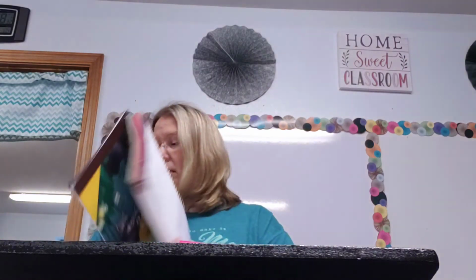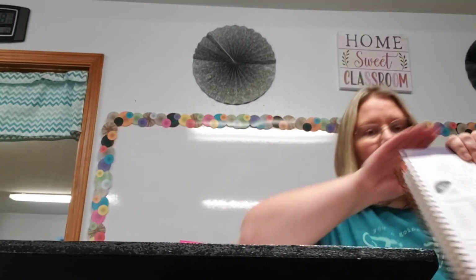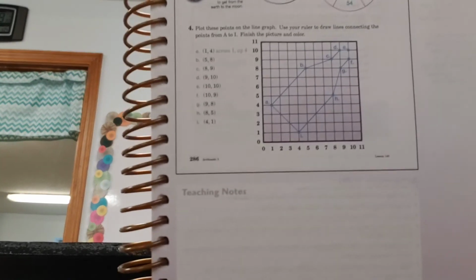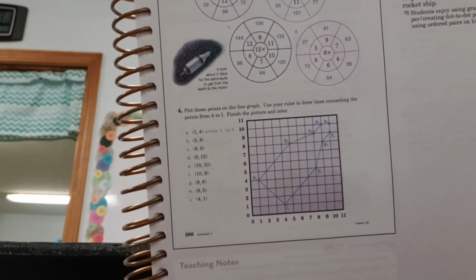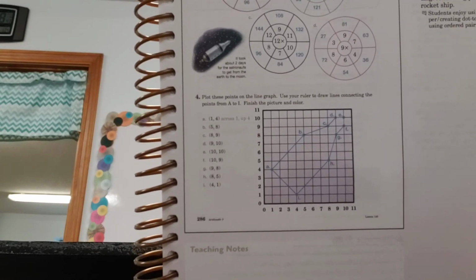On the back on number 3, you're going to multiply the number in the middle by the number in the second circle and then write your answer in the third circle. Then you're going to plot these points on the line graph. Remember, the first one goes across and then up. So you're going to go across 1, up 4. You're going to put your dot and you're going to label it A. Okay, label each point and then you're going to use your ruler to draw lines connecting points from A to I. Okay, and I'm going to show you what it's going to look like. It kind of looks like a bottle, but it's like that rocket up top.